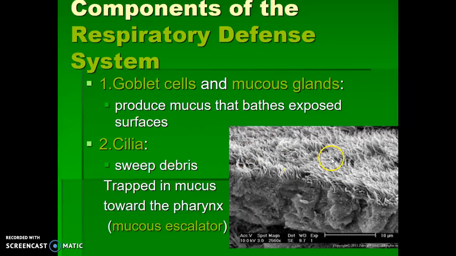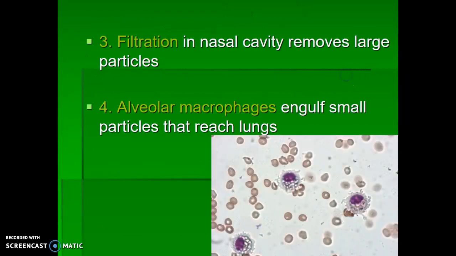You can see them here on this electron micrograph. And that sweeps the debris. Those cilia move everything from down in our bronchial tree up to the back of our throat. And that basically gets trapped. I like to call it the mucus escalator. It gets trapped, and when we cough and sneeze, that's what comes out to rid our body of those.